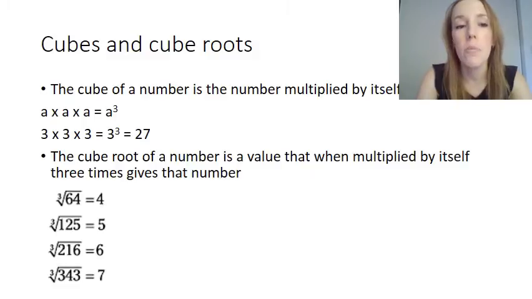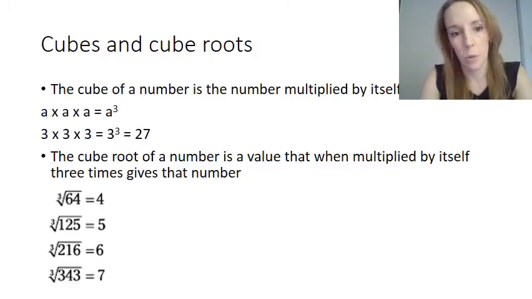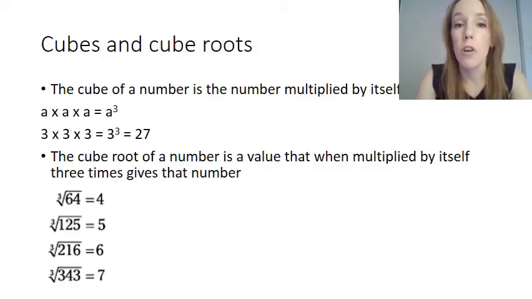Okay, cubes and cube roots. So the cube of a number is the number multiplied by itself 3 times. So for instance, a times a times a, we write that as a cubed. Or 3 times 3 times 3, we're going to write that as 3 cubed, which equals 27. And the cube root of a number is the next thing we're going to look at.